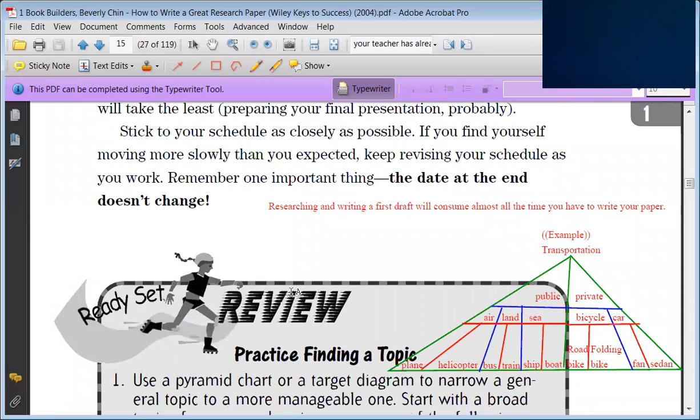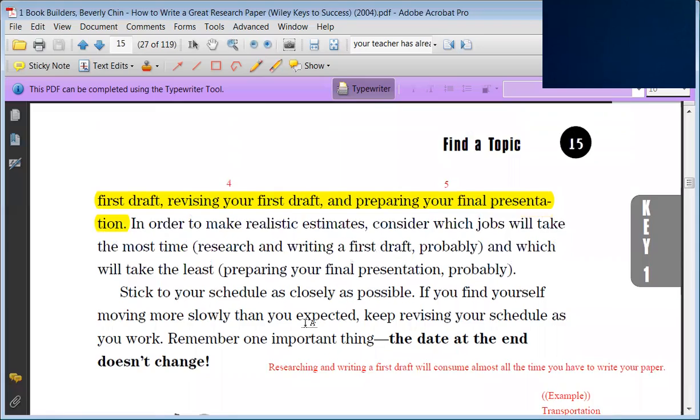As you can see here, research and writing a first draft will consume almost all the time you have to write your paper. We have just mentioned these steps or stages.